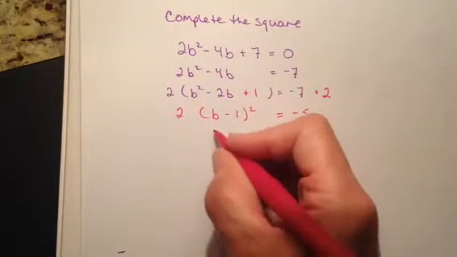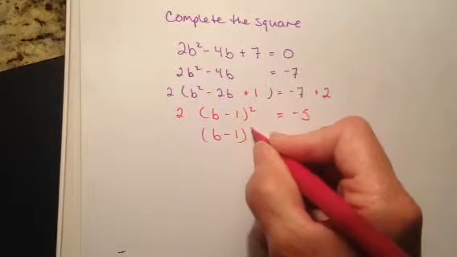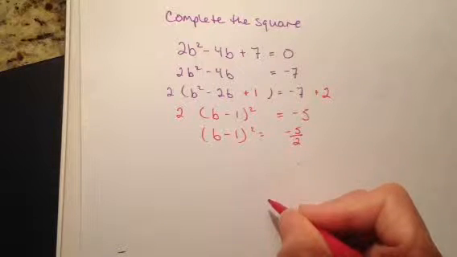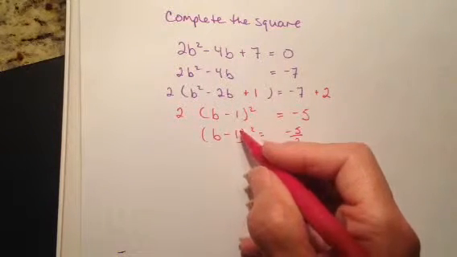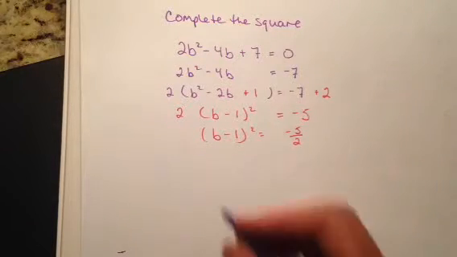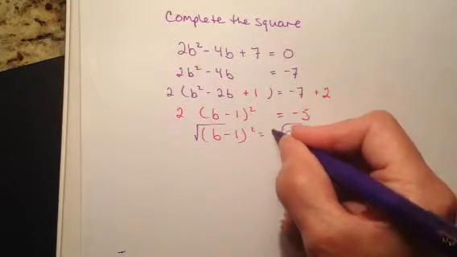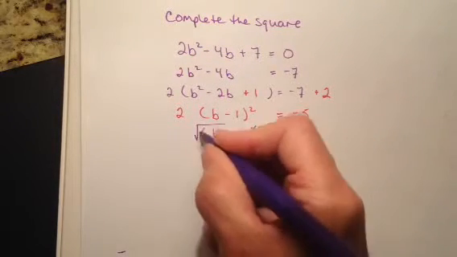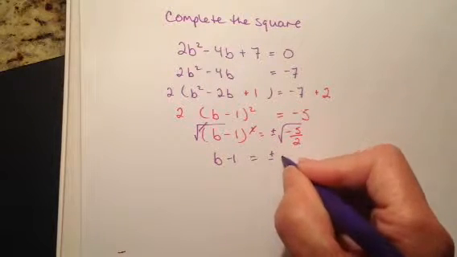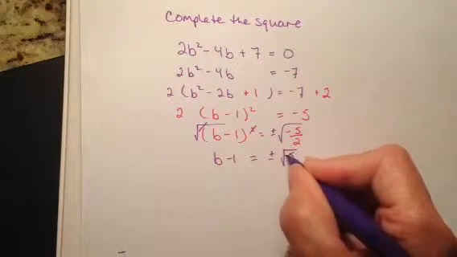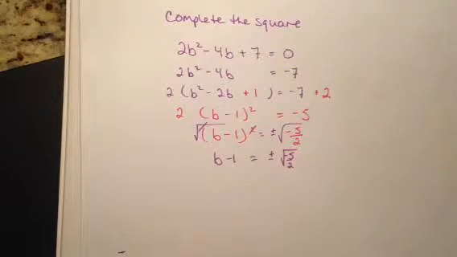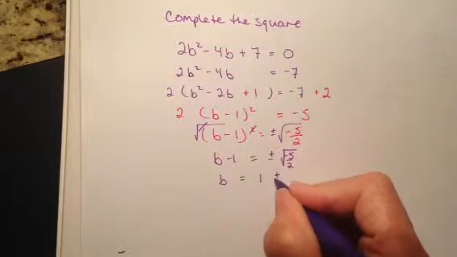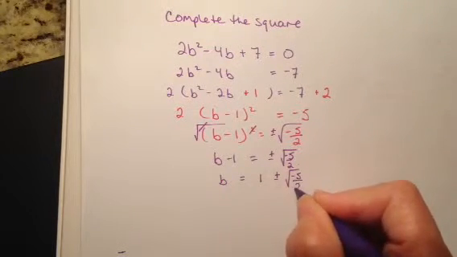Now what I'm going to do is get rid of the 2. So I'm going to divide both sides by 2, and I get b minus 1 squared equals negative 5 halves. Now, because I have a square all by itself on this side, I can take the square root of both sides. So positive and negative. And then I'm just left on this side with b minus 1, because these cancel each other out, equals positive and negative square root of negative 5 over 2. And the last thing I need to do is add that 1 over. So b equals 1 plus or minus the square root of negative 5 halves.